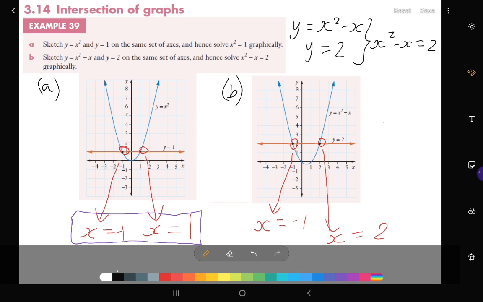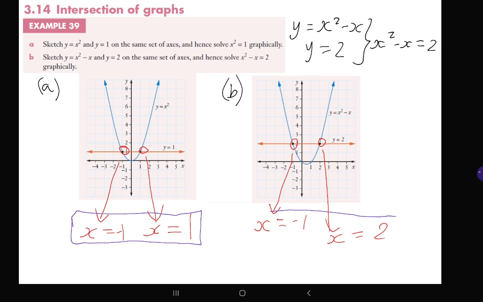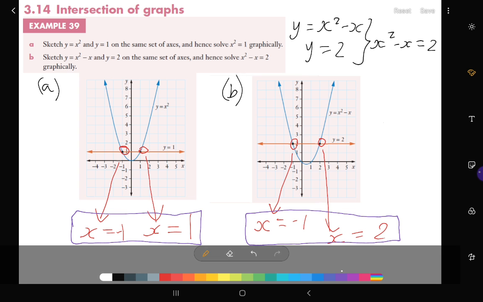Now, if you did it graphically, you're just going to graph y equals x squared minus x and y equals 2, and their points of intersection will give you the solutions to the simultaneous equation. So x equal to negative 1 and x equal to 2 are the solutions to the simultaneous equation. And if you solve this equation algebraically, you'd also get x equal to negative 1 and x equal to 2. So you can confirm that if you like.